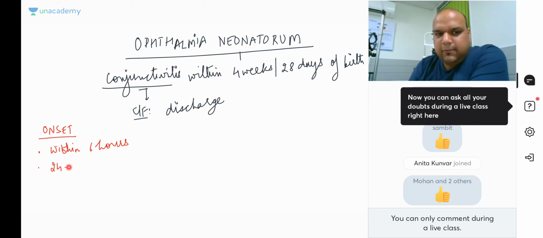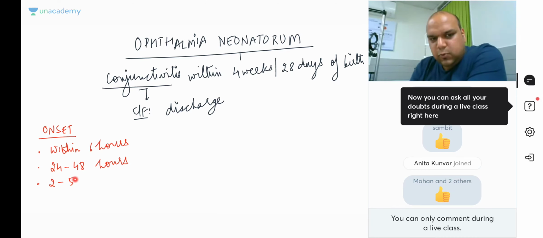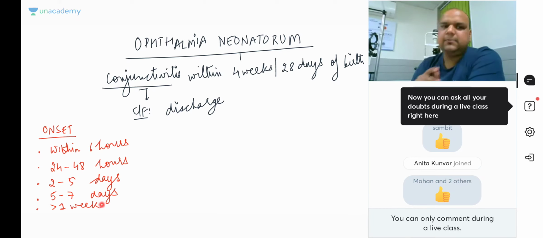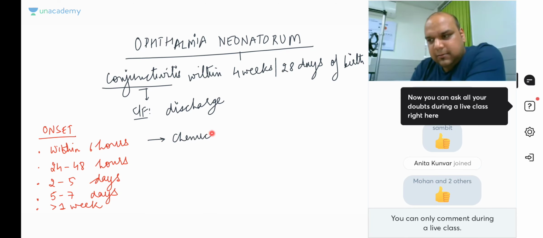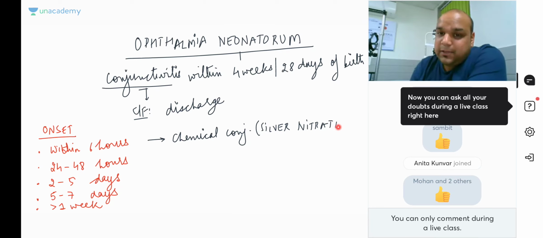Then if it is 24 to 48 hours, that is the first 2 days basically. Then if it is after 2 days, 2 to 5 days. Then the last is if it is 5 to 7 days, or if it is greater than 1 week. So onset after birth: if it is within 6 hours after birth, then the cause is chemical. Which chemical, everybody? You will understand the dichotomy later on. If you know silver nitrate, if you know something called Creed's method, you will understand the dichotomy.